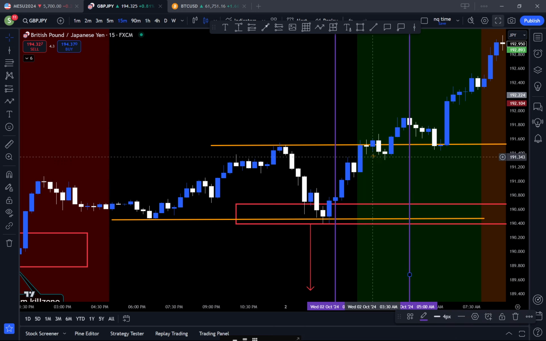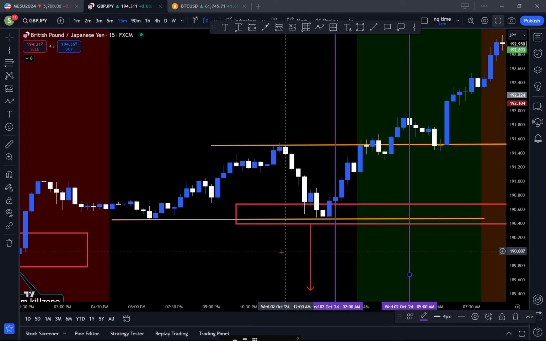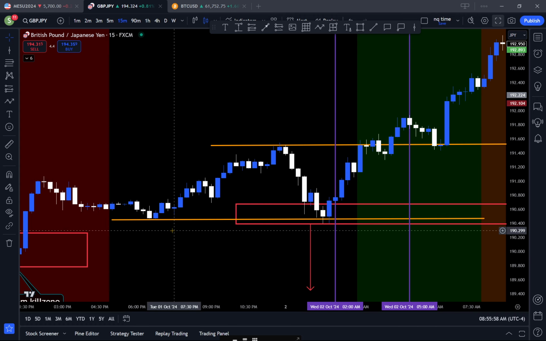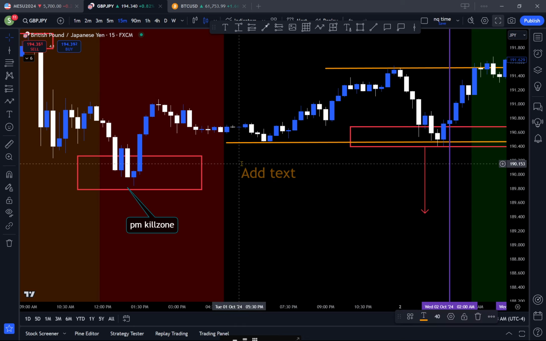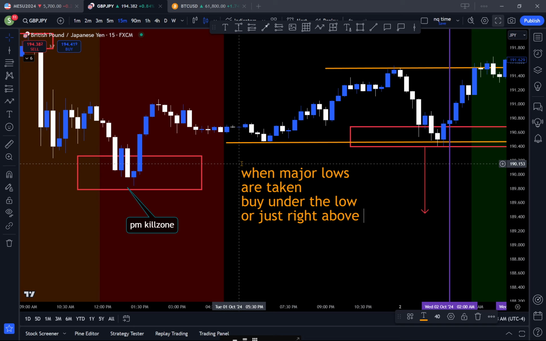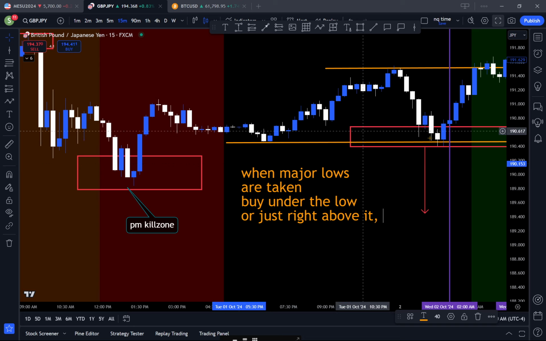So we know that inside of this area is when we need to start looking to press the button. Whether it's a few candles in a row that are consistent, and you can see that Asia was already taken. And I told you guys this as a cardinal rule, big thing. When major lows are taken, start looking to buy under the low or just right above it as soon as it starts to break back upward.